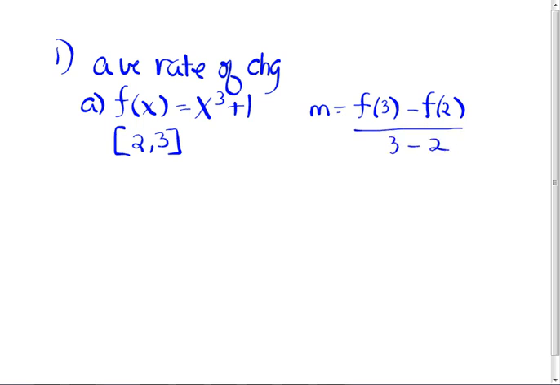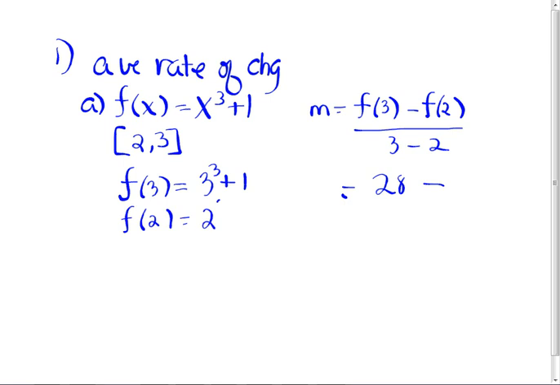So what is f of 3? f of 3 is 3 cubed plus 1, so it's 28, minus, what's f of 2? 2 cubed plus 1, which is 9, right? Over 3 minus 2. And if you want to check your answer in the back of the book, you have to subtract it. What's 28 minus 9? 19. And 3 minus 2 is 1. That's all it's asking for.